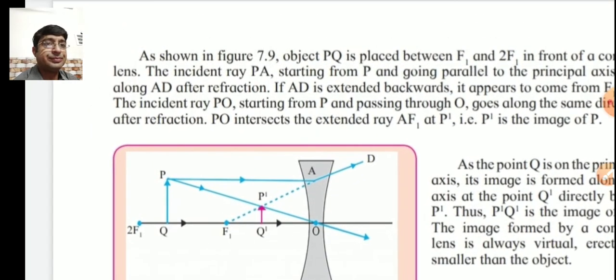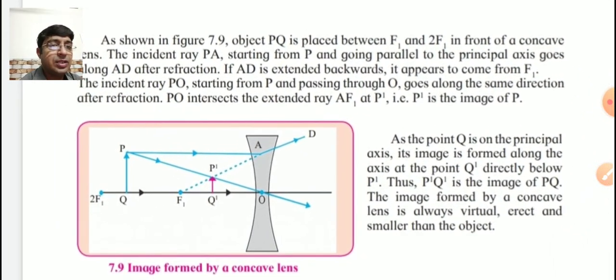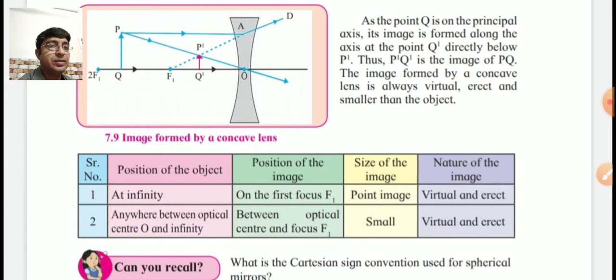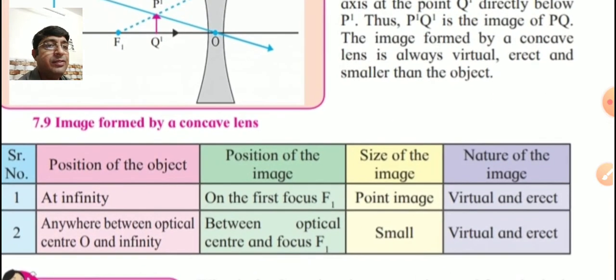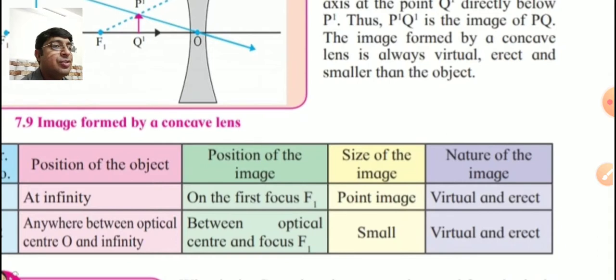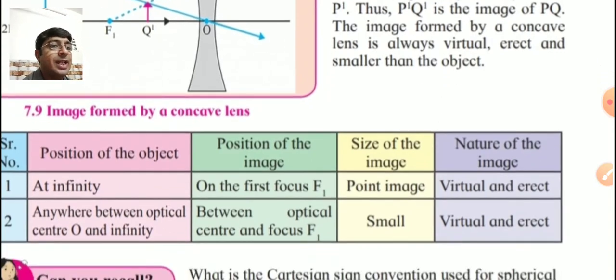See on the next page. So observe these 2 figures and table. So already only 2 types of images are formed. First one, when object is at infinity in case of a concave lens. So what happened? Object is at infinity. So position of the image is where? At first principal focus f1. Size of the image is a point image, and that image is formed on the same side, and that's why that is the virtual and erect image.